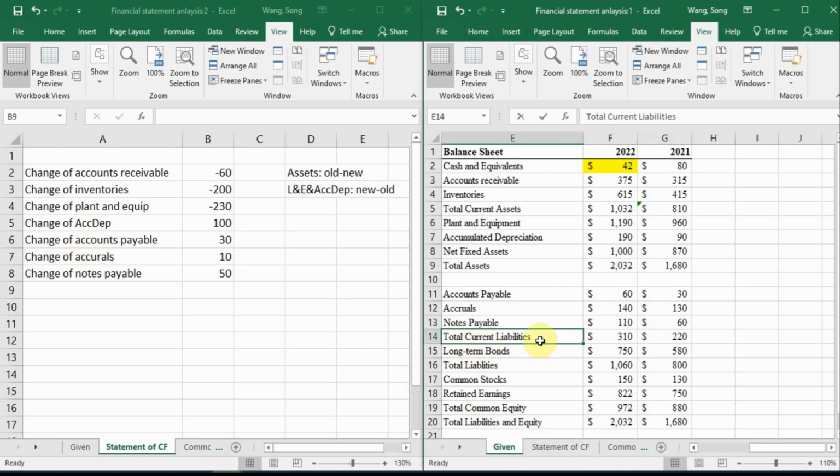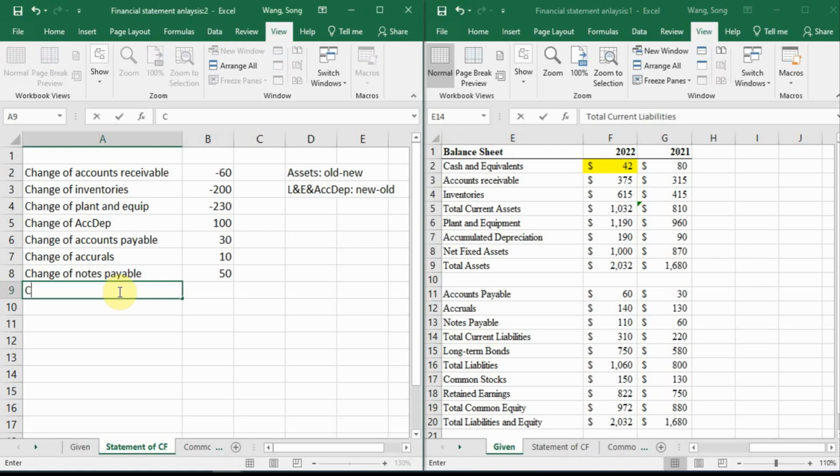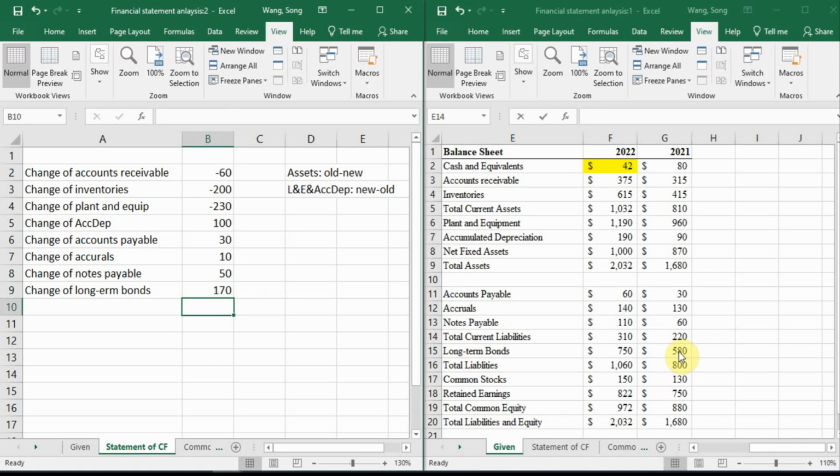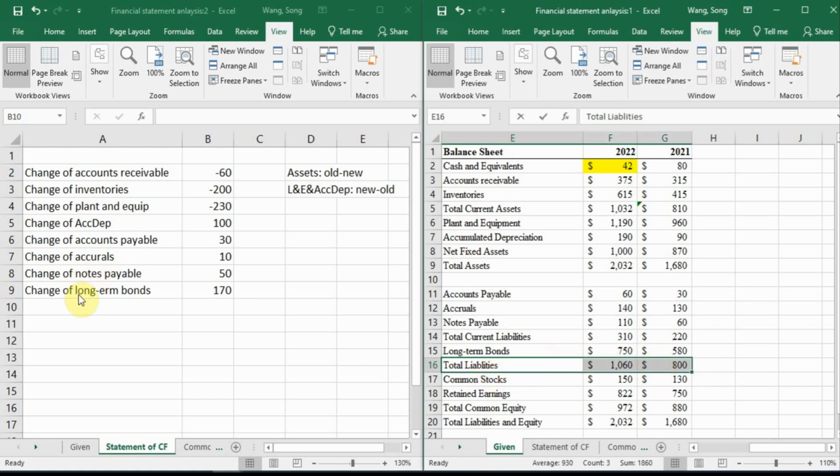And then I have a total current liabilities, which is a sum. I don't worry about it. And the next one is the change of long-term bonds. And again, it is new minus old. I have raised more money, so I have more cash in my pocket. That's nice. And the next one is total liabilities, which is another sum. I don't work on it.